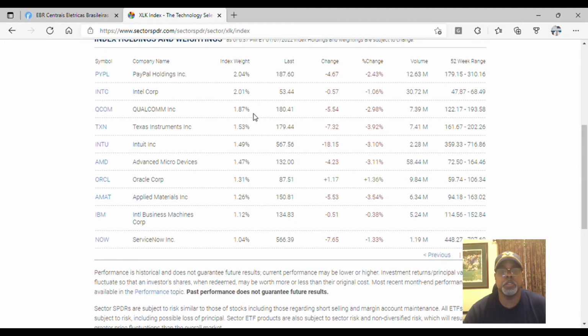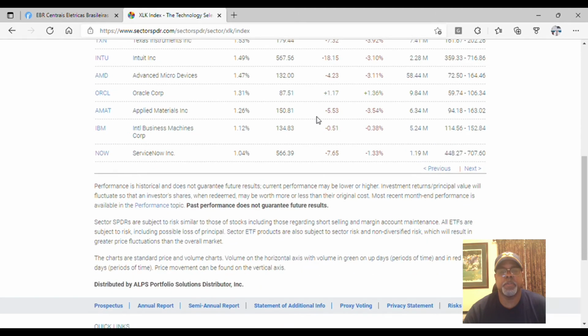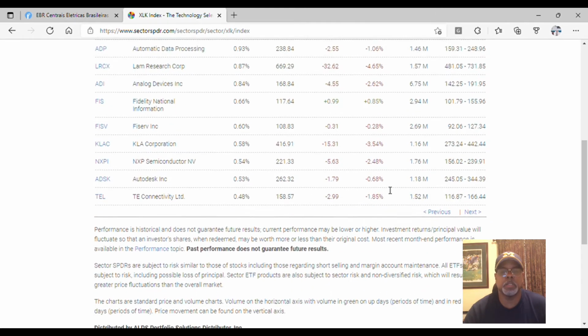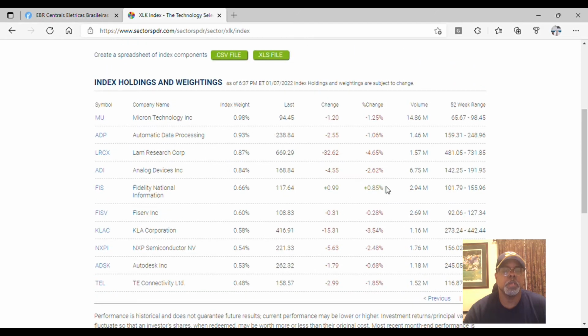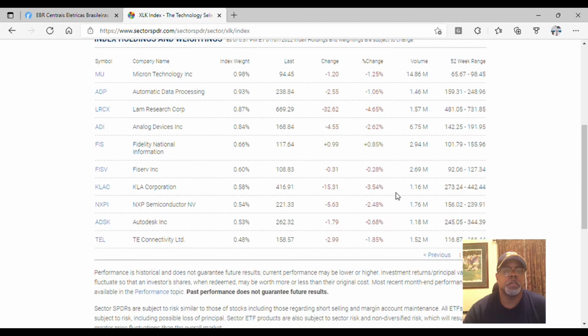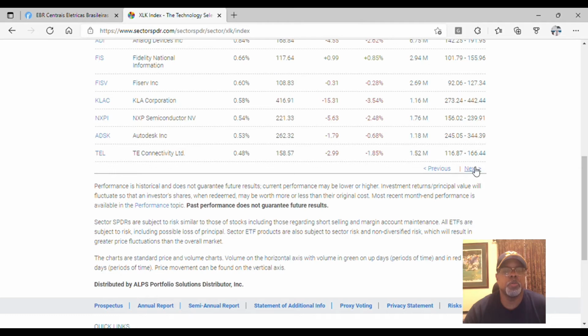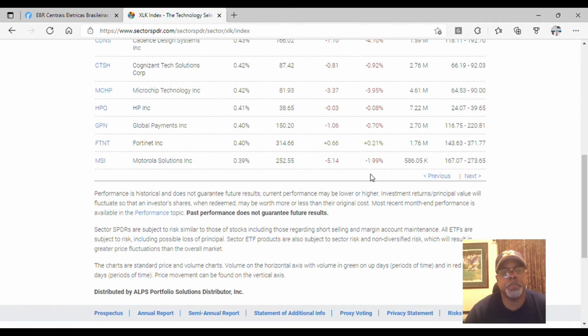This is how you do your search. Click next. Don't see any on that page. All right, I'll click next again. Here's one. This HPQ, I'm sorry. HP Incorporated. It's $38.65 per share.